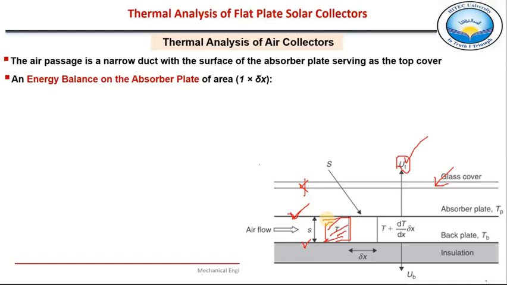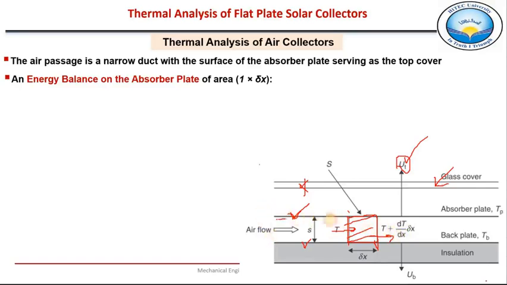So first of all, an energy balance on the absorber plate is written here. How can we write the energy balance? Here we are again taking this small area. Let me erase this one. This small area of this duct is taken, shown here, right? Fluid is entering in this portion and leaving with a higher temperature. So entering with the temperature T, leaving with the temperature T plus dT by dx.